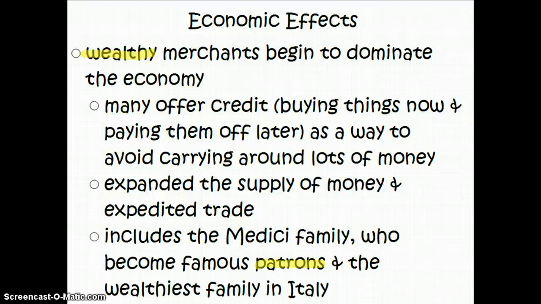So wealthy merchants, like, for instance, the Medicis, are going to start dominating the economy because they're the people with the money. They're the people making the goods, and they're the people involved in trade. They offer credit as a way to keep people from carrying around sacks full of gold or what have you. And they expand the trade capacity of Europe, and they also expand how much money is in circulation.